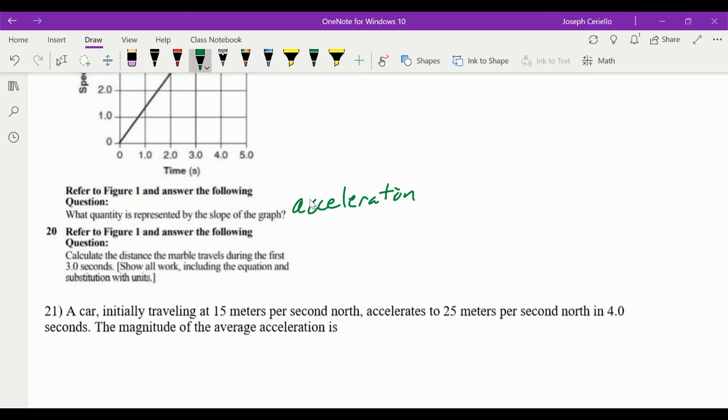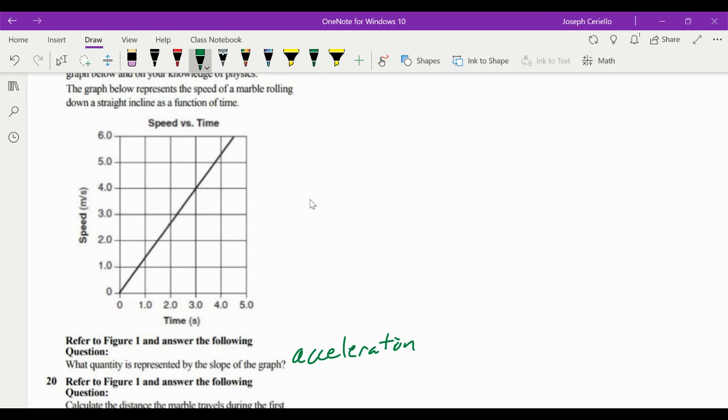And if you really wanted to, you could find the slope, right? Rise over run. Look, pick 2 points. Let's see, 4 and 3 here. So it ends up being about 1.3 meters per second squared. All right, how'd I do that? Rise over run. 4/3.